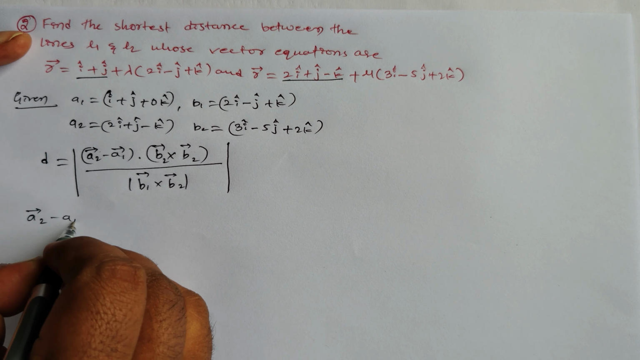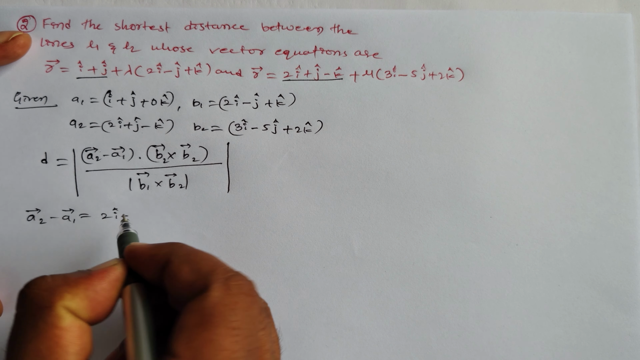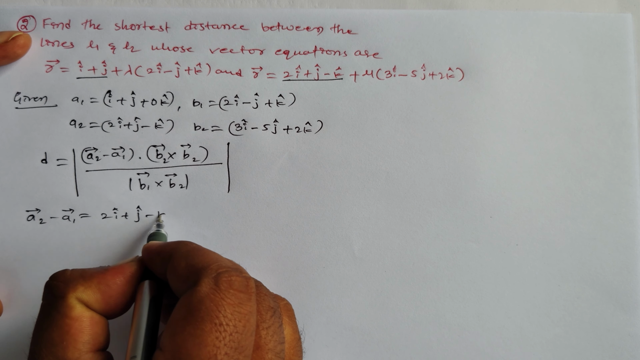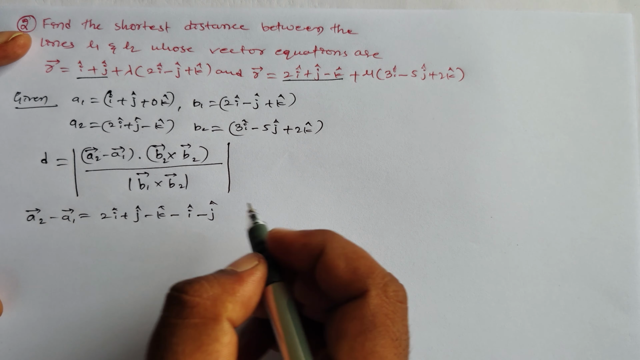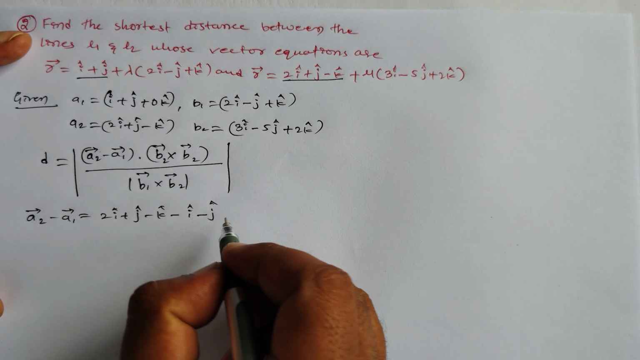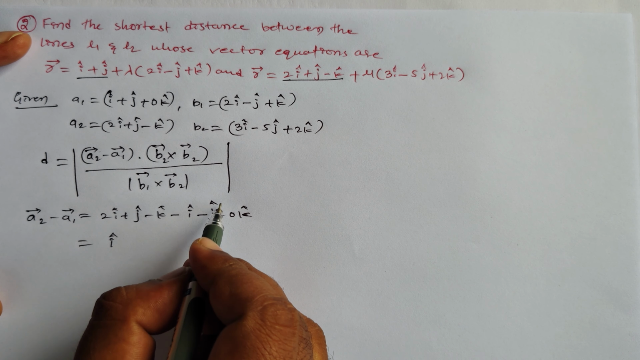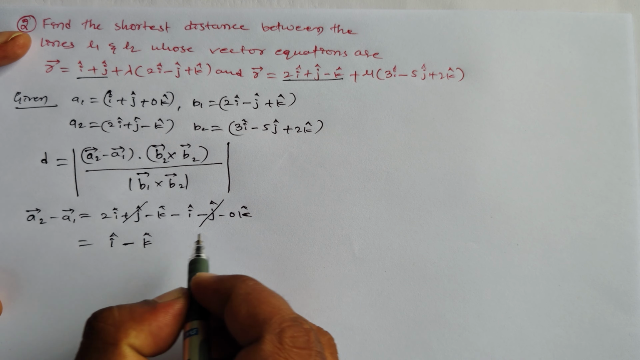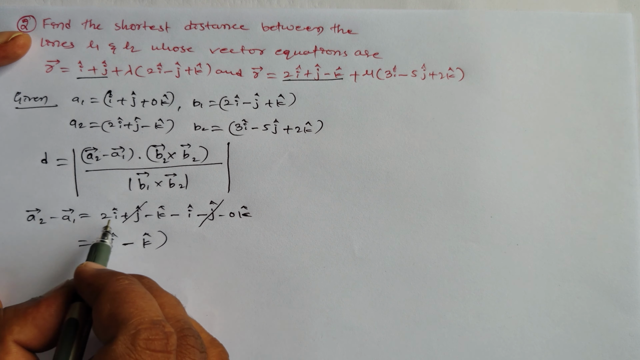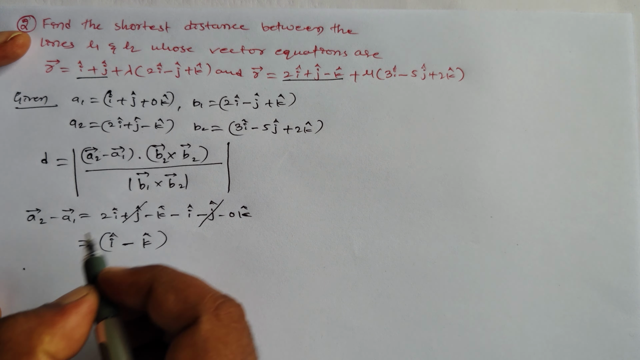A2 minus A1 equals, what is A2 here? 2i plus j minus k minus i minus j minus 0k. So that is equal to 2i minus i becomes i, j minus j cancels, remaining is minus k only. So this is the A2 minus A1 vector. Next, find B1 cross B2.